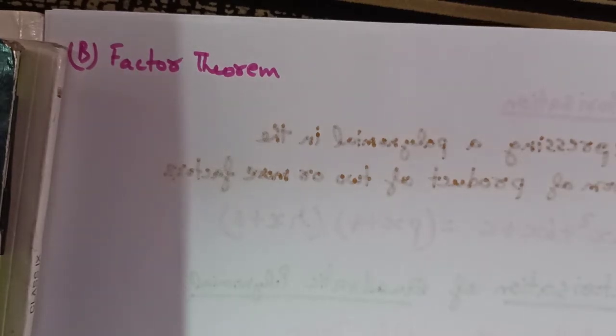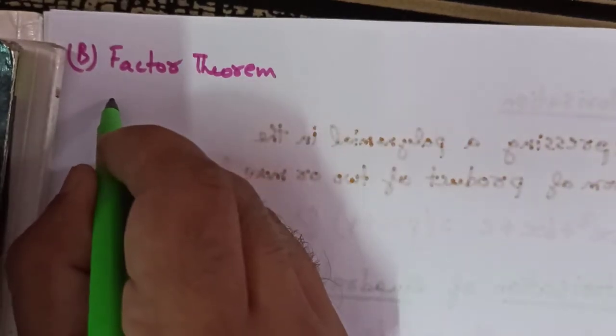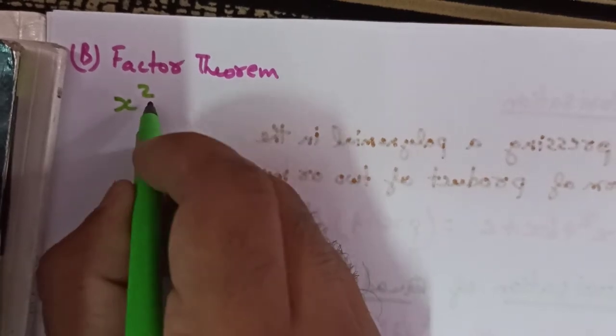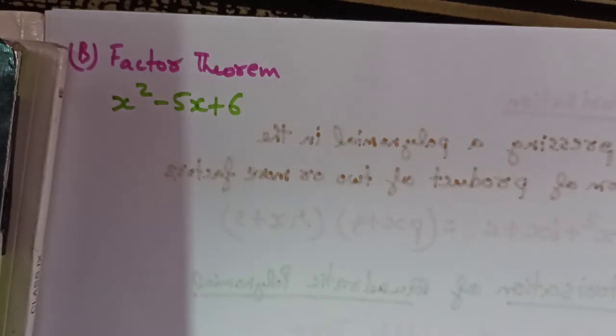Now we will be discussing the factor theorem. Same, factorization of a quadratic polynomial by factor theorem. So we will take an example. Let's take an example as x square minus 5x plus 6. Okay, this is a quadratic polynomial since the degree of the polynomial is 2. So now we have to express this quadratic polynomial in the form of a product of two factors by factor theorem.